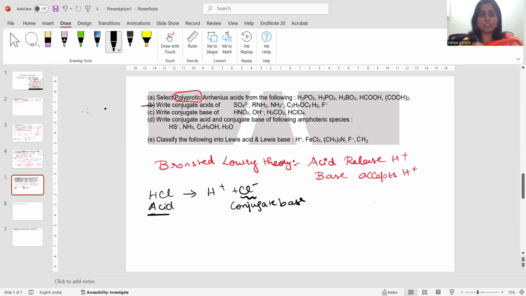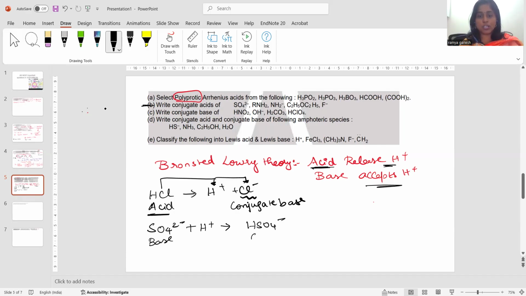So the first one is asking you to write the conjugate acid. That means they are bases. Let me consider sulfate. It is a base. We know an acid releases H plus, along with the production of a conjugate base. So if a base is there, it should accept an H plus. Let it accept an H plus here. What will it form? HSO4 minus. This is its conjugate acid.